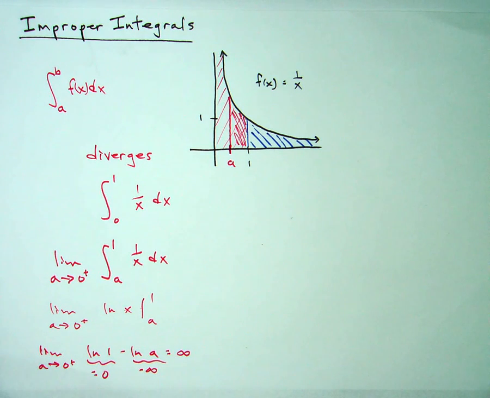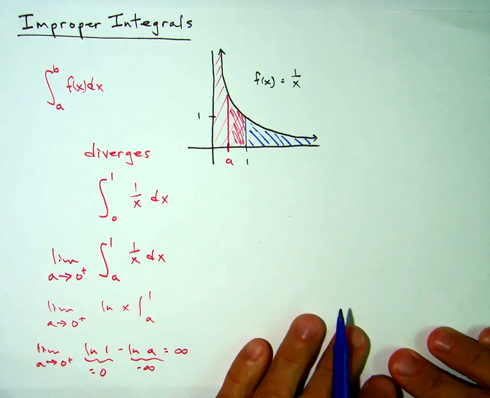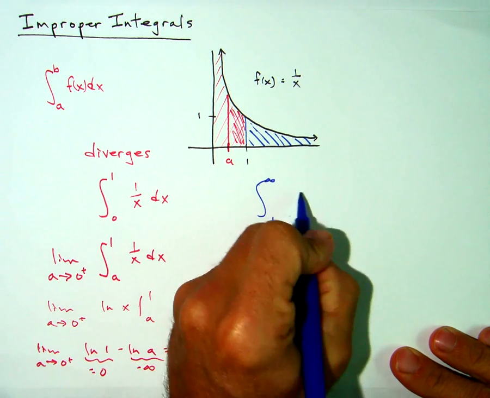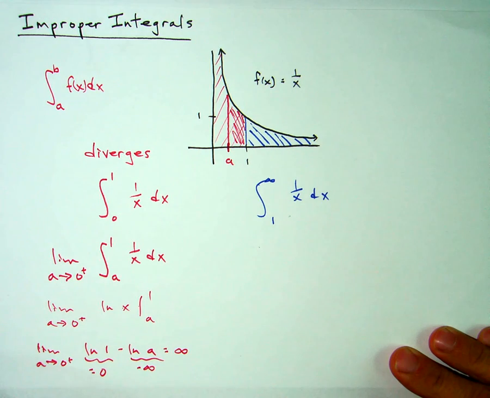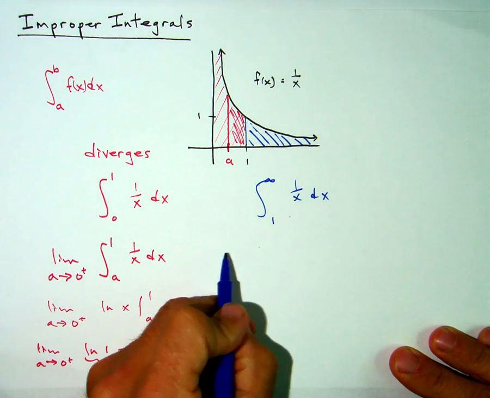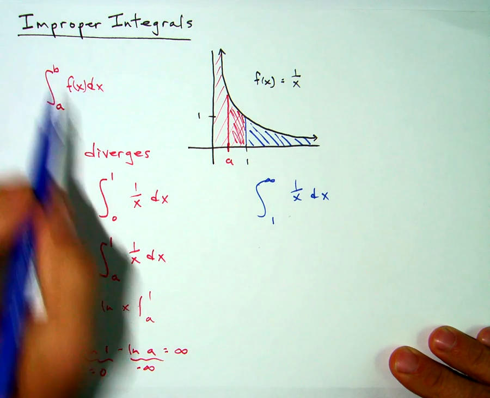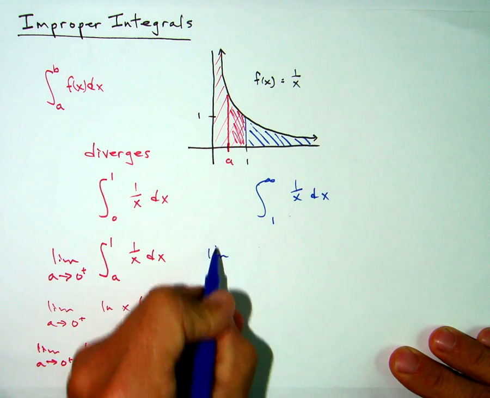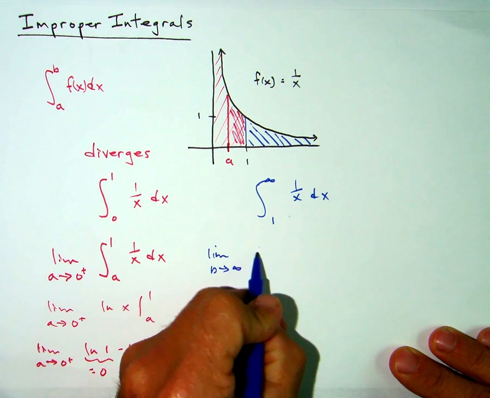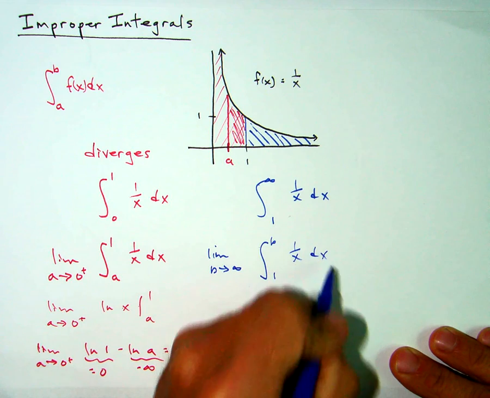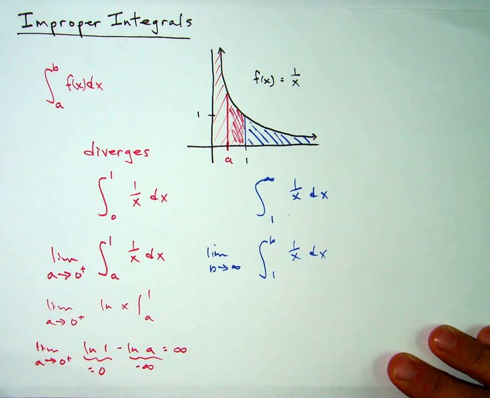Now, that one, this area here, we could describe as the integral from 1 to infinity of 1 over x dx. All right. So something similar here. I'm going to replace that infinity with a b, the upper limit, and I'm going to let the limit as b goes to infinity, integral from 1 to b of 1 over x dx. All right. So same antiderivative, just different limits, right?